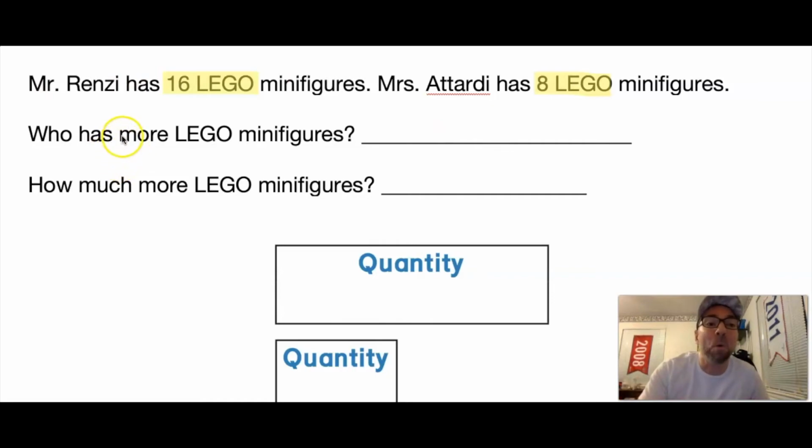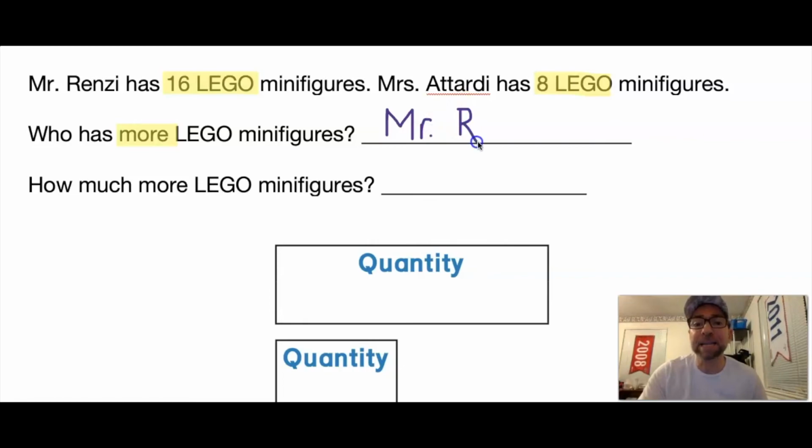Who has more Lego minifigures? And who is a name? Is it Mr. Renzi or is it Mrs. Attardi? Well, the number 16 is greater than the number 8. So Mr. Renzi has more Lego minifigures.